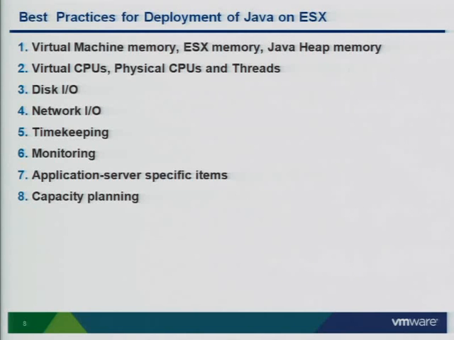How many virtual CPUs am I going to give? Is it one virtual CPU, two virtual CPUs? How do I measure that? Let's look into that. My disk I/O and network I/O is something I worry about on physical systems. I also want to worry about that on virtual systems.